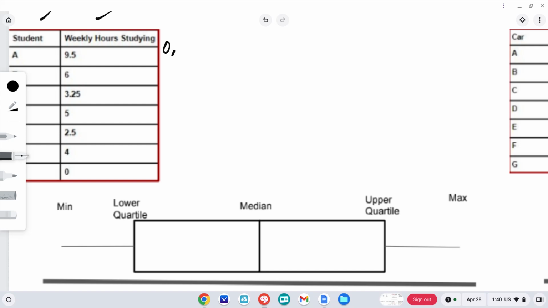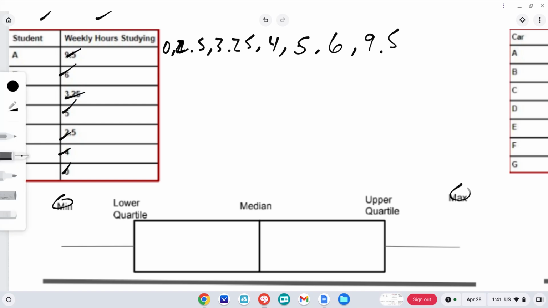So I first have 0, and then I have 2.5. Then it looks like I have 3.25, 4, 5, 6, and 9.5. So I have 7 numbers in this data. Got them all. Pause and take a minute. Think about which one is the minimum and the maximum, and fill in your minimum and maximum.